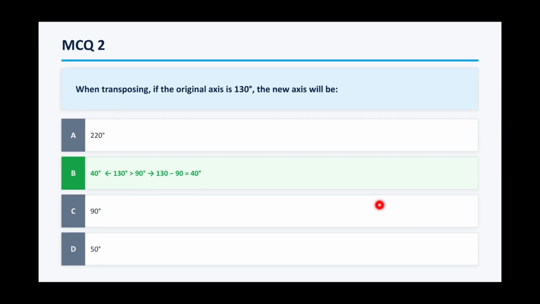So when transposing, if the original axis is 130, the new axis will be, we know if it is greater than 90, we have to subtract 90 from that. So that gives 40 as the new axis. So B is the correct answer.